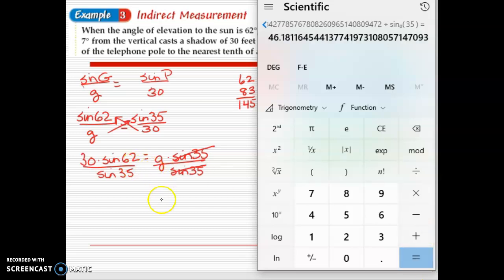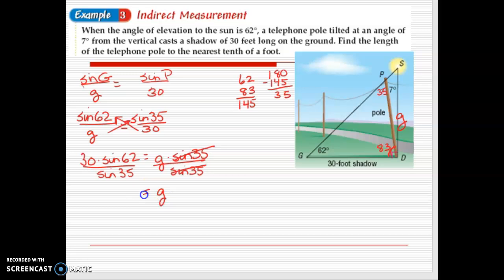So we get that the length of g is 46.2 roughly. So g equals 46.2. Alright, and that is the length of the pole. Exactly the same way we did everything, just now it's got something real world.